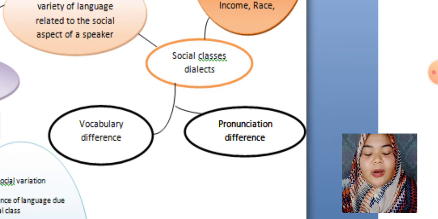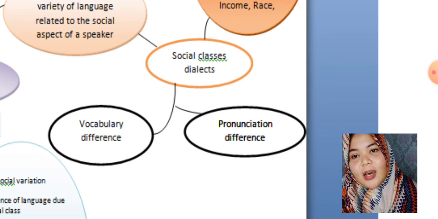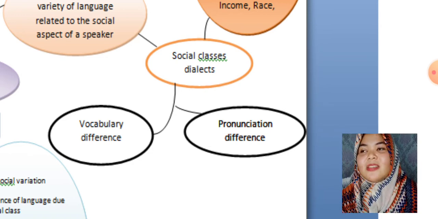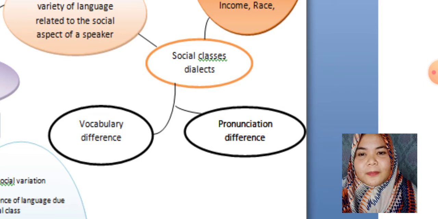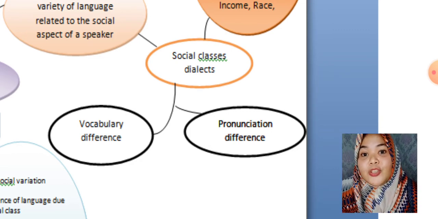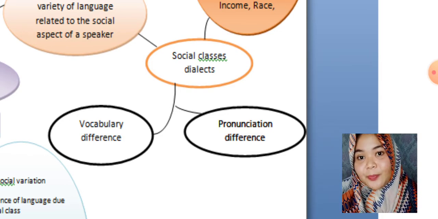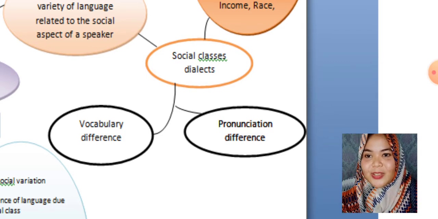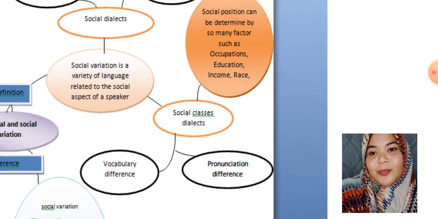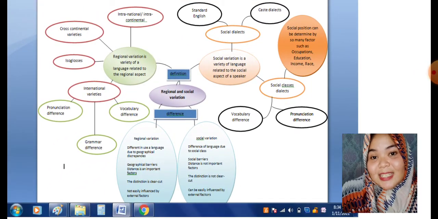And the pronunciation difference also happens because of the social classes, like rich persons and lower and high class persons. In New York City, people living with a higher class of social status will say less of the h sound. They are not often saying the h sound, while the lower class will use the h more than the upper class people. That's what we meant by the pronunciation difference related to the social classes dialects.